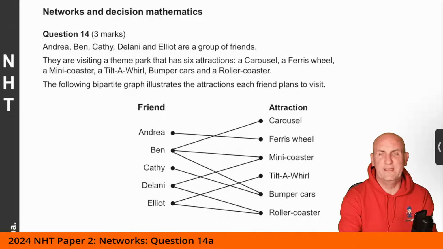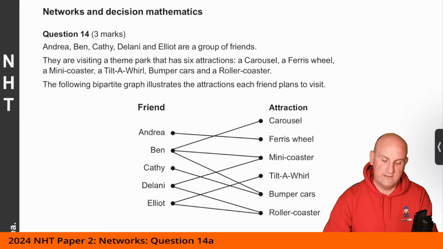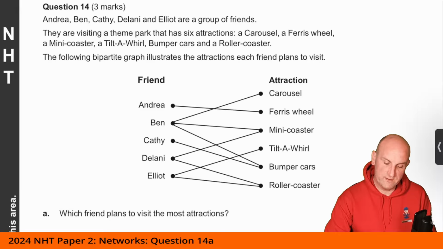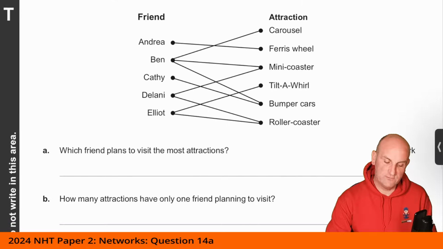It was a lot nicer than that matrices section. But here we go. We've got Andrea, Ben, Kathy, Delaney, and Elliot are friends. I wish I had friends. They are visiting a theme park that has 6 attractions: a carousel, a Ferris wheel, a mini coaster, a tilt wheel, a bump car, and a roller coaster. The following bipartite graph illustrates the attractions each friend planned to visit.